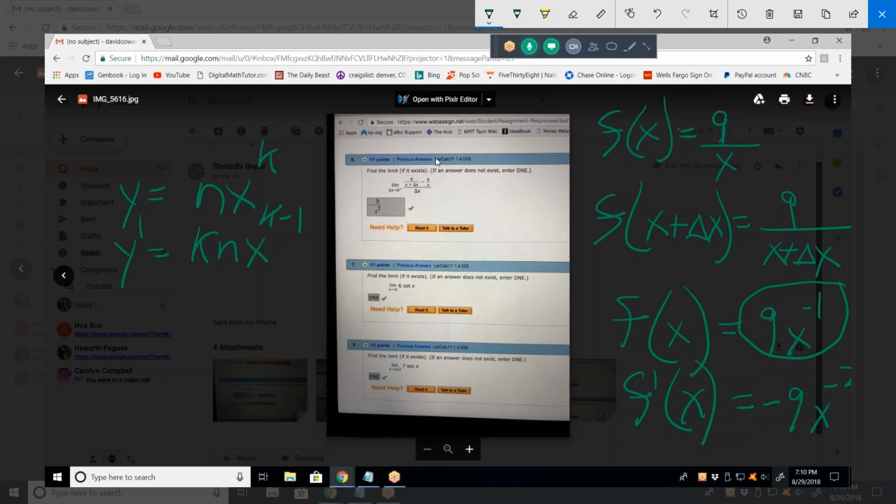Okay. That makes sense. So in this case it would always be the case, no matter what k is, no matter what n is. So it would be 9 times -1, which is -9, and then -1 minus 1, which is -2, which would just be -9 over x squared, which is the correct answer.